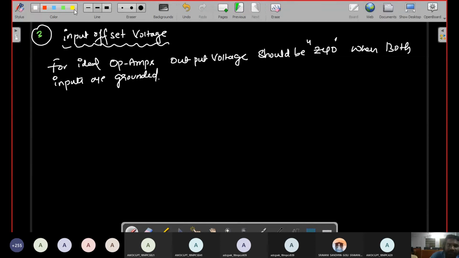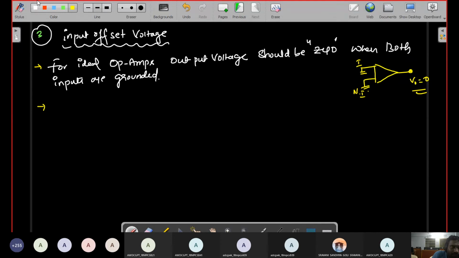That means, see, this is your operational amplifier. Suppose you are grounding the inverting terminal and similarly grounding the non-inverting terminal, then both terminals are grounded and definitely the output voltage should be zero. So output voltage V0 is always zero when both input terminals are grounded. But this is for the ideal condition.